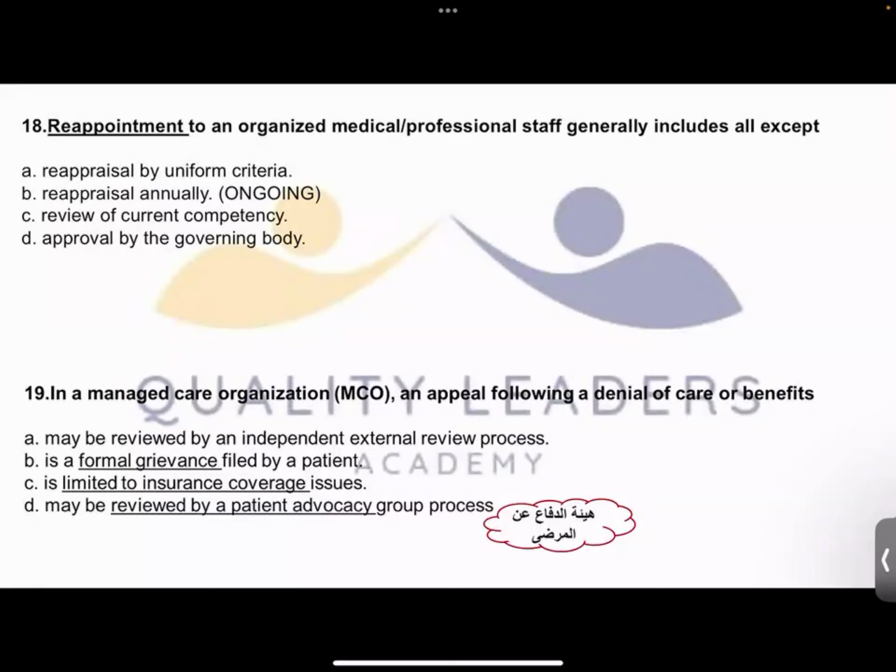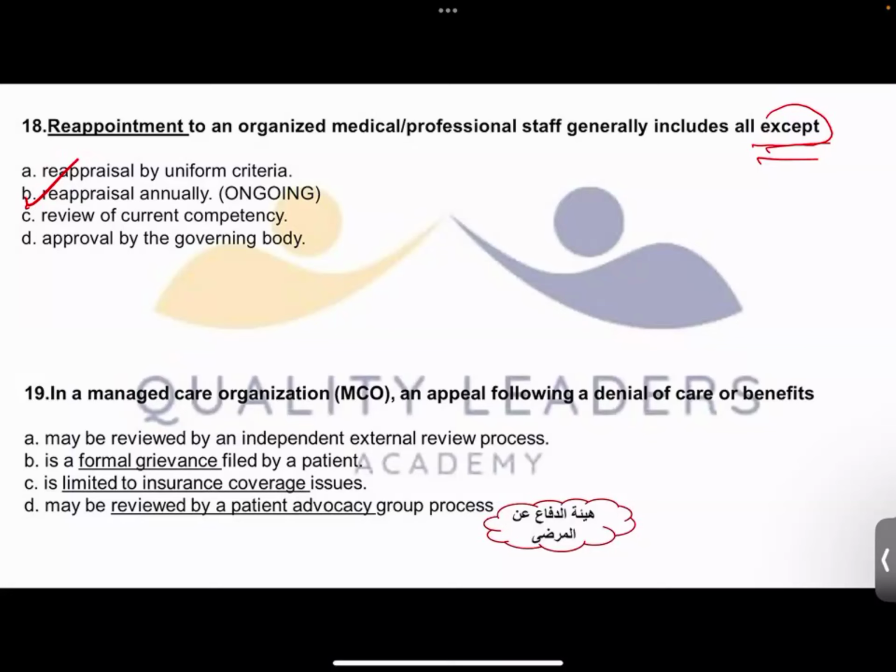Reappointment. It's B. Okay, all except. So B, meaning except here is the false. Yes. So letter B, reappraisal or ongoing, because reappointments typically occur every 2 to 3 years, not annually. Yes, reappointment typically occurs every 2 to 3 years, not annually.